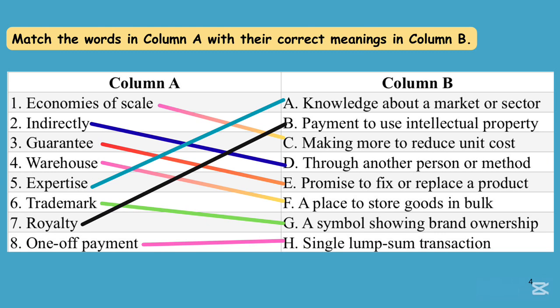6. Trademark. Trademark is a symbol showing brand ownership. The correct match is 6 with G. 7. Royalty. Royalty means a payment to use intellectual property. The correct match is 7 with B.